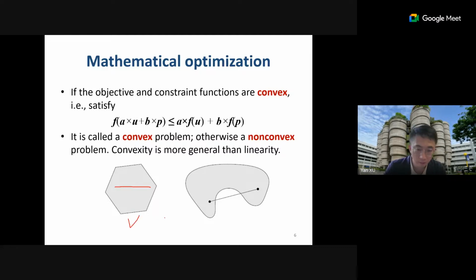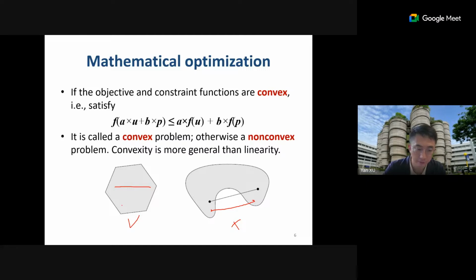Otherwise, for another kind of feasible region, for any two points, if the connected line between the two points is outside of the feasible region, then this will be considered as a non-convex case.